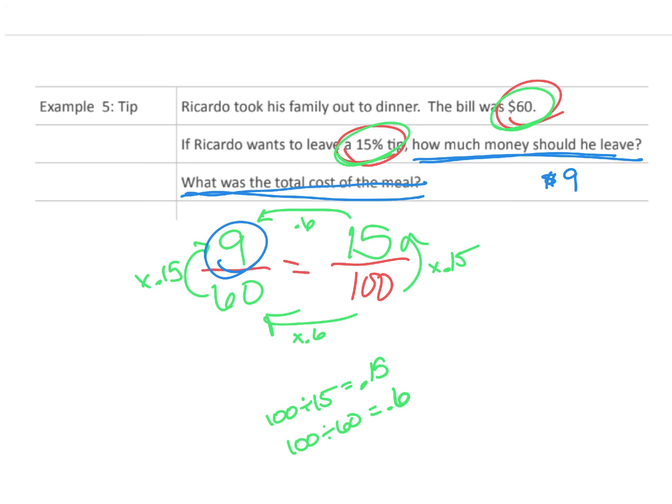But what was the total cost of the meal? I would take the $60 plus the $9 tip. The total cost would be $69. So again, make sure you pay attention to which question you're answering.